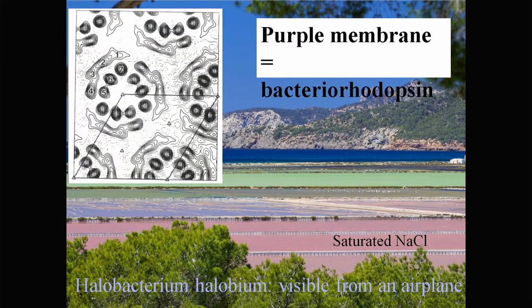And one of the people that came there was Richard Henderson, who did 2D crystals from Bacteriorhodopsin, from Halobacterium halobium, as it was called in those days. It was the best images in the world, and they were tilting, and they used the microscope.